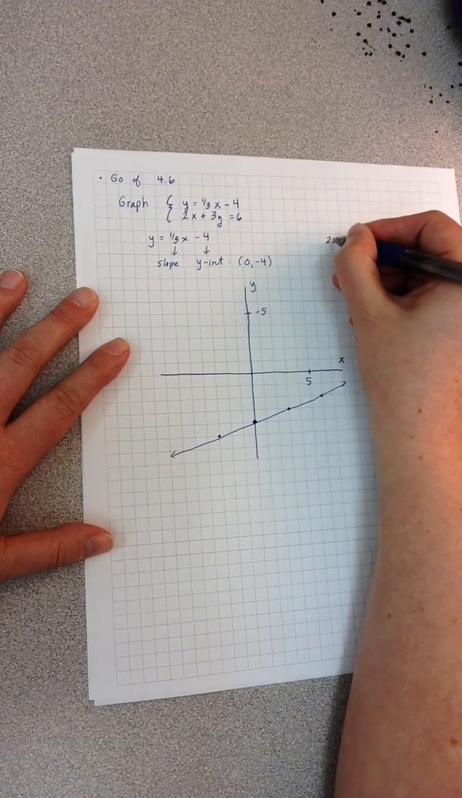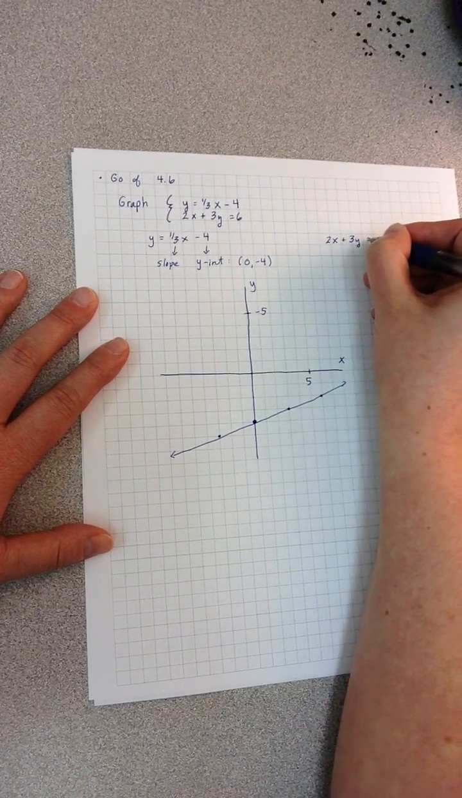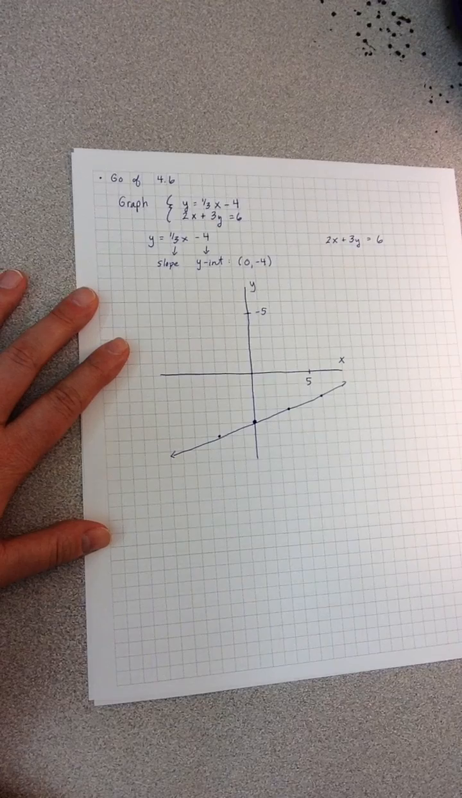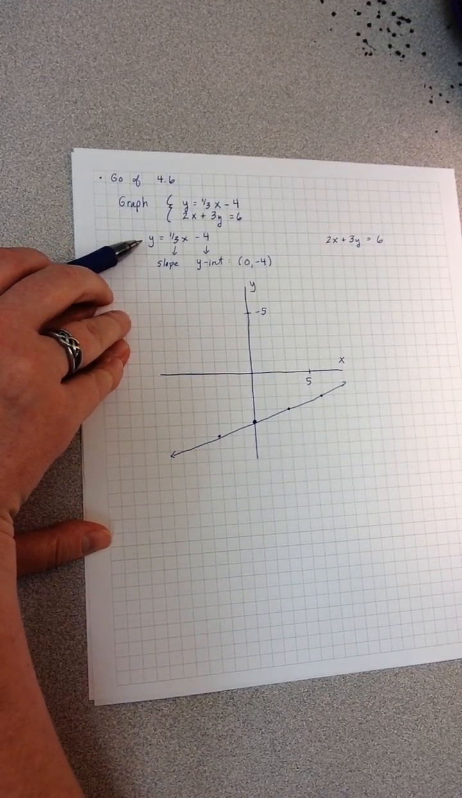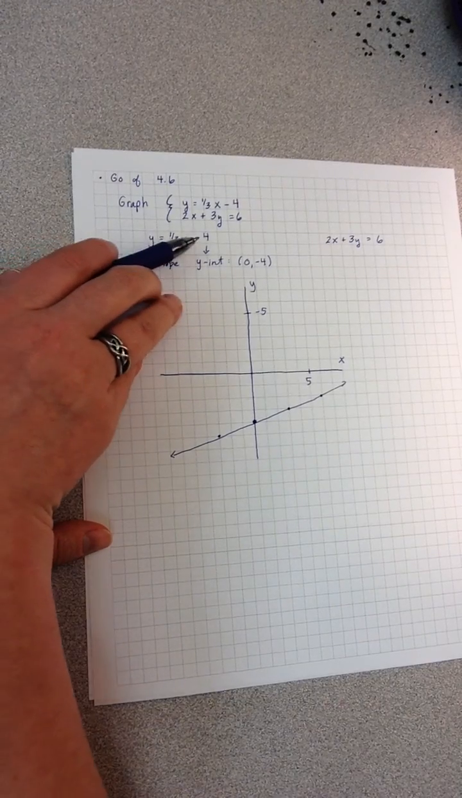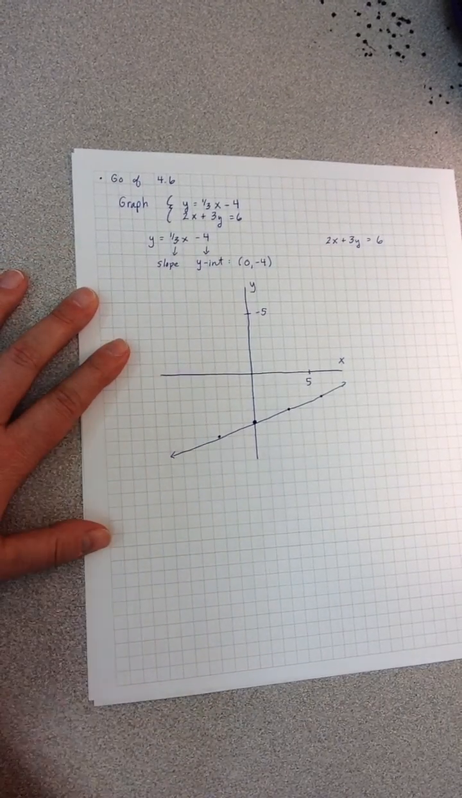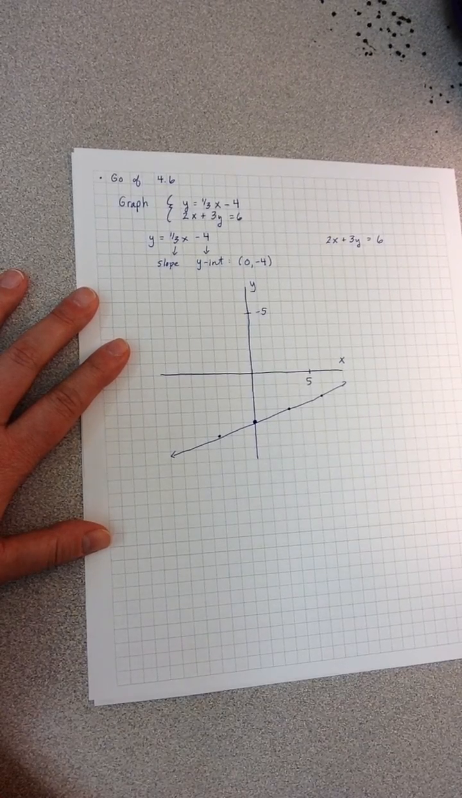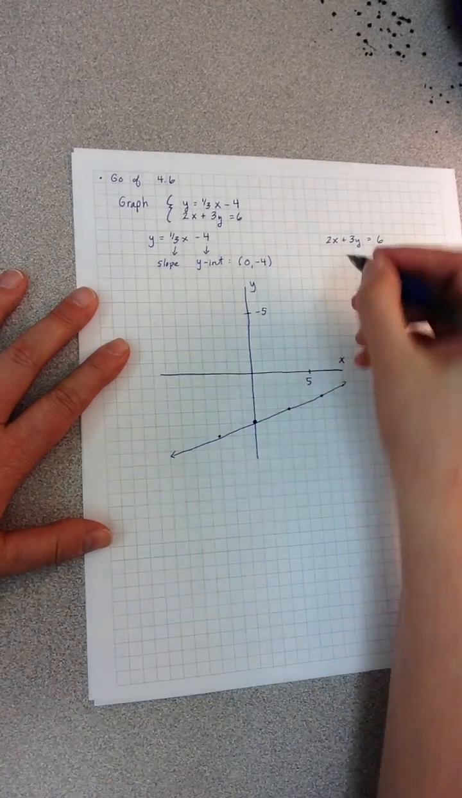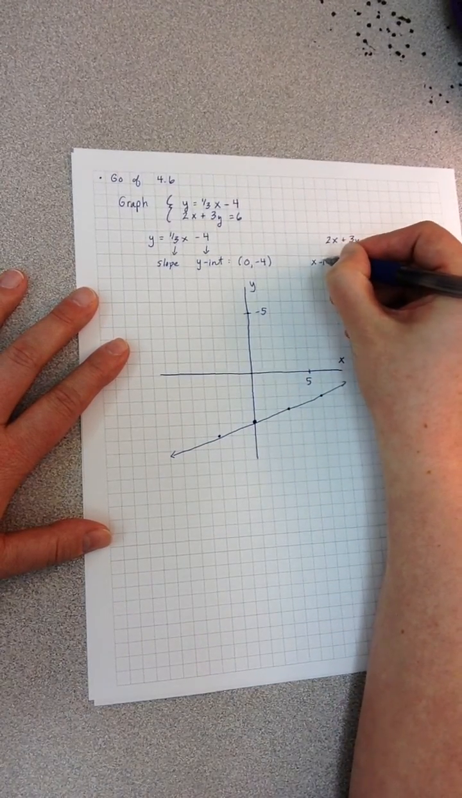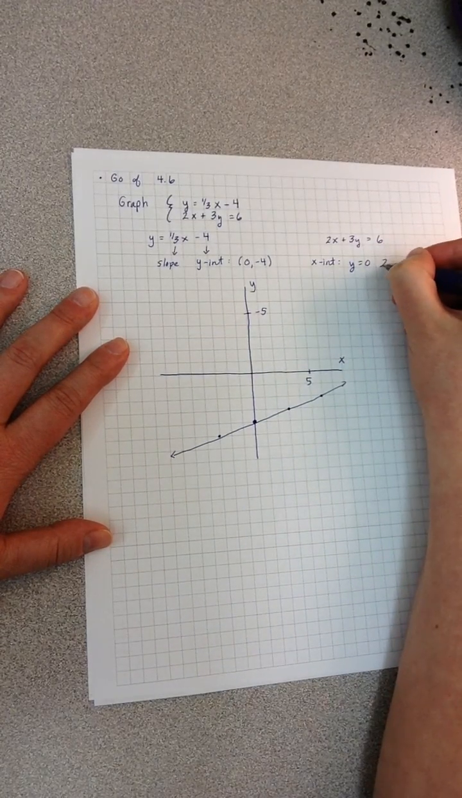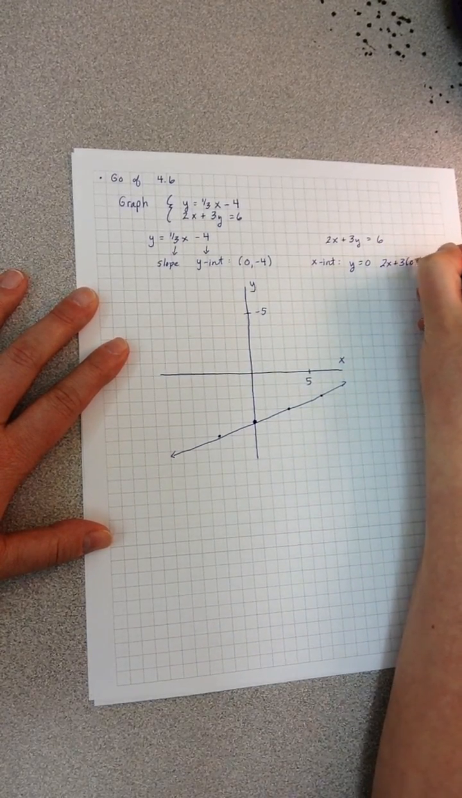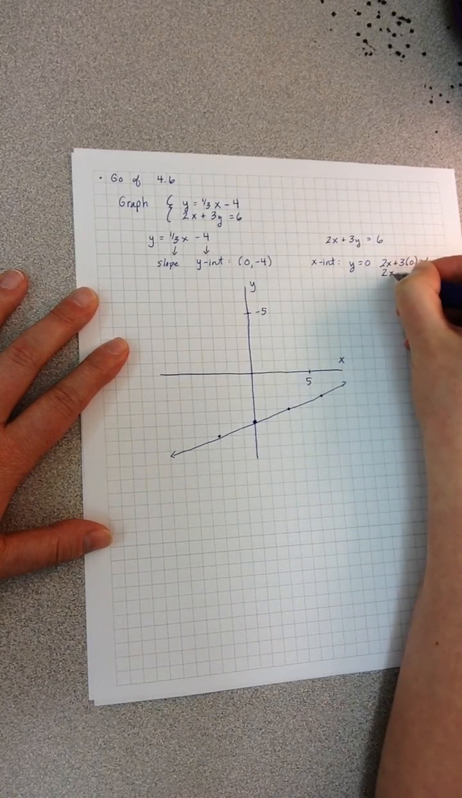For my second equation, 2x plus 3y equals 6, I could solve this equation for y, get it into slope-intercept form, and do this same process. So that's an option. A second option is to use this problem to find the x and the y-intercepts. So the x-intercept happens when y equals 0. So I can plug that in and solve.